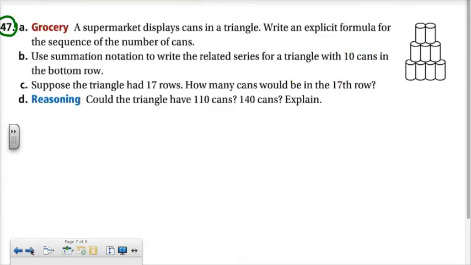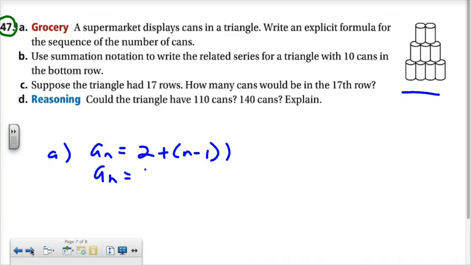Number 47, we have a supermarket, and it says they display cans in a triangle, and we can see that triangle over here on the side, and it says write an explicit formula for the sequence of the number of cans. All right, so we have arithmetic because we see they're adding 1 every time, and that top row was a 2. So a sub n equals 2 plus n minus 1, and a sub n equals n plus 1. So there is our explicit rule right there.